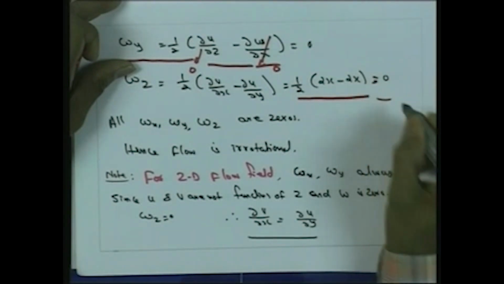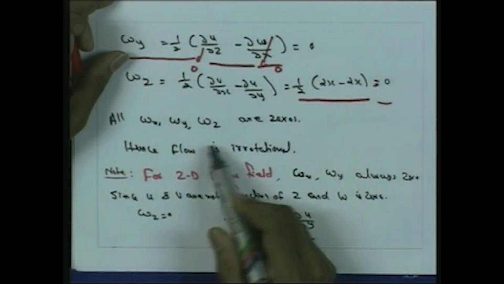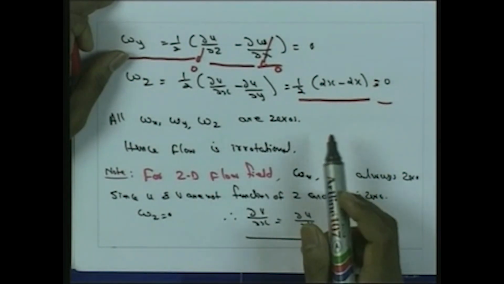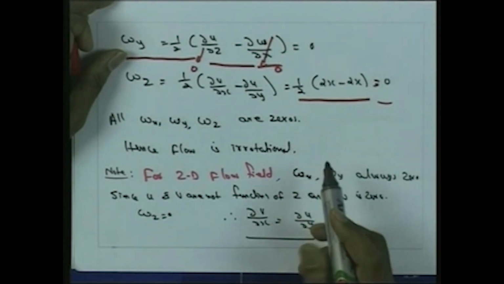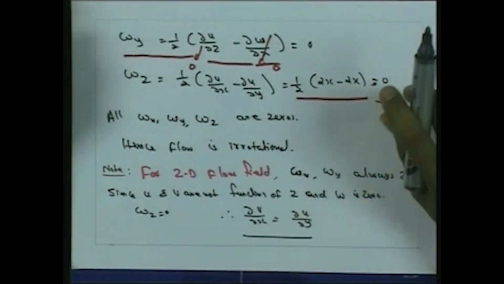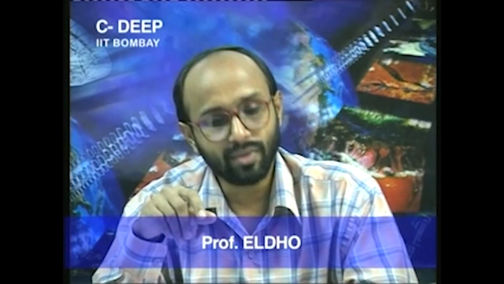So finally we can see that all the rotational components omega x, omega y and omega z are 0, and hence the flow is irrotational. Here we have proved, for the given velocity in the two-dimensional case, that omega x is equal to 0, omega y is equal to 0 and omega z is equal to 0, and hence we can conclude that the flow is irrotational flow.